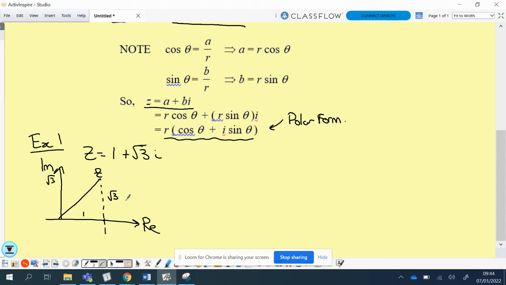Again, r is the length, the magnitude, the size of my complex number, and theta will be the angle that takes me from the real axis round to where my complex number is. So we're going to calculate both those things. Using Pythagoras to work out r, it is going to be the square root of 1 squared plus root 3 all squared.